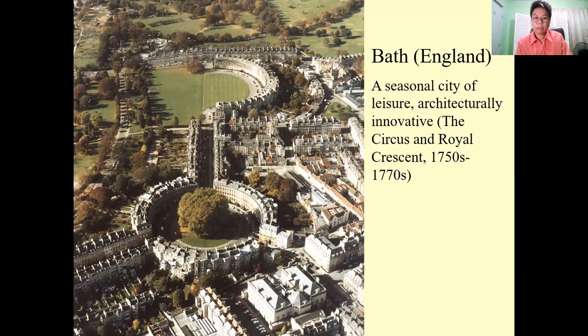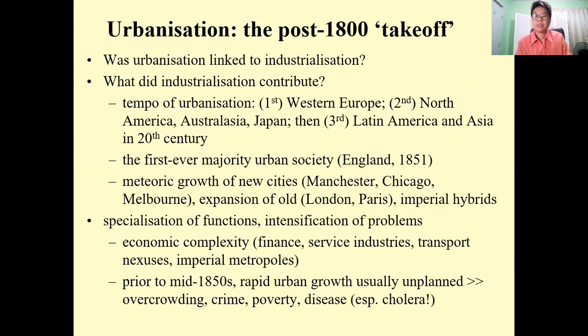So we're always talking about urbanization. What is urbanization? So in the 1800s, the takeoff is first Western Europe, and then second North America, then third Australasia, Japan, and then of course Latin America and Asia in the 20th century. So these are the urbanizations. The first ever majority urban society, if you notice, is England, usually in the 1800s, around 1851. And then, of course, after that there's a meteoric growth in the new cities, of course, Chicago, Manchester, Melbourne, and expansions down to London and Paris.